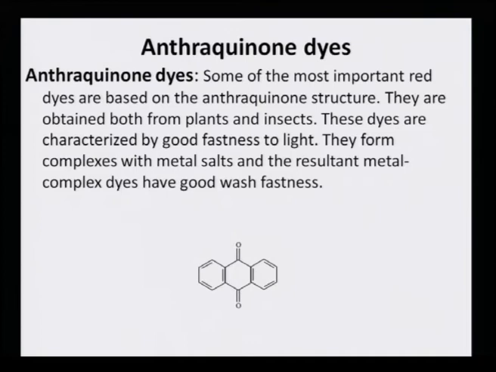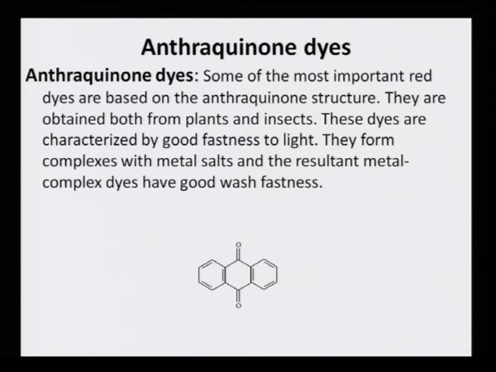Some of the most important red dyes are based on anthraquinone structure. They are obtained both from plants and insects. These dyes are characterized by good fastness to light. They form complexes with metal salts, and the resultant metal complex dyes have good wash fastness.